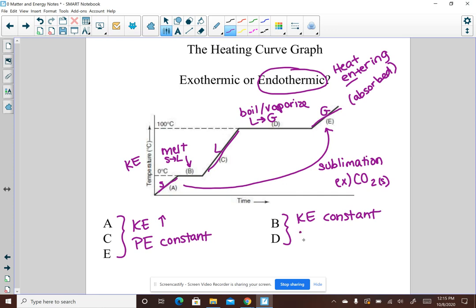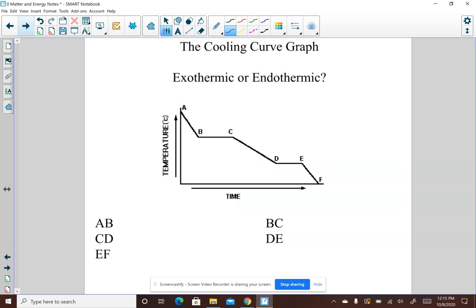So potential energy is that stored energy that has to do with position. So if my particles are spreading out, my potential energy is increasing. Okay, so this is everything you have to know about a heating curve. Cooling curves are just the opposite.